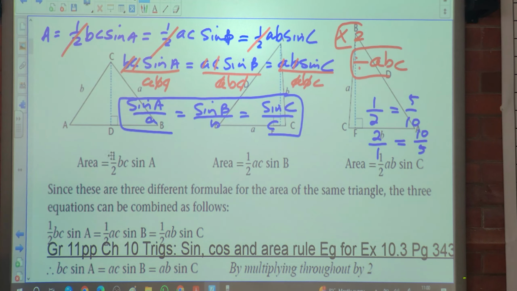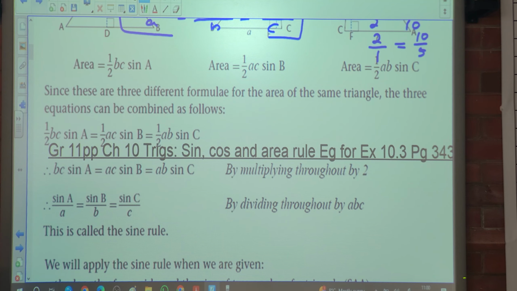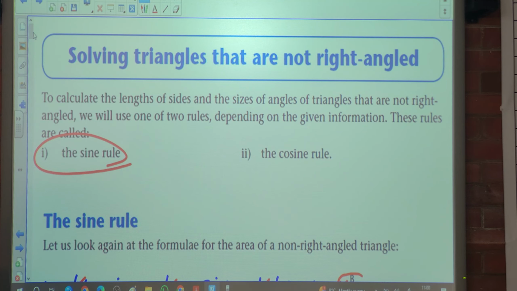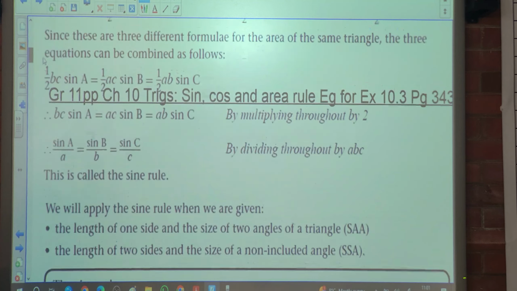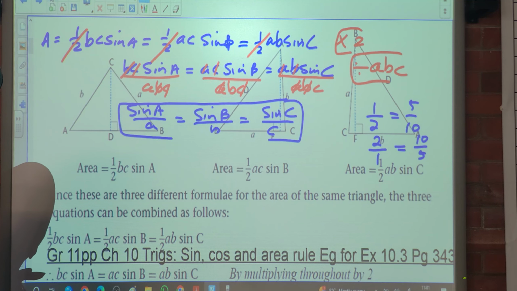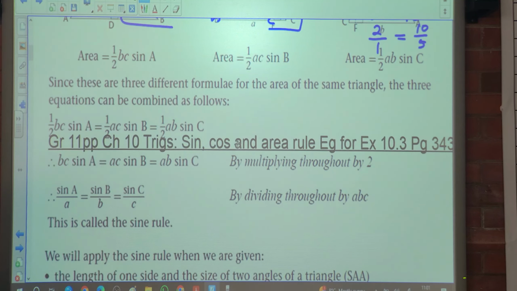So again, the area here, we are told, since there are 3 different formulas for the area of the same triangle, the 3 equations can be combined as follows.